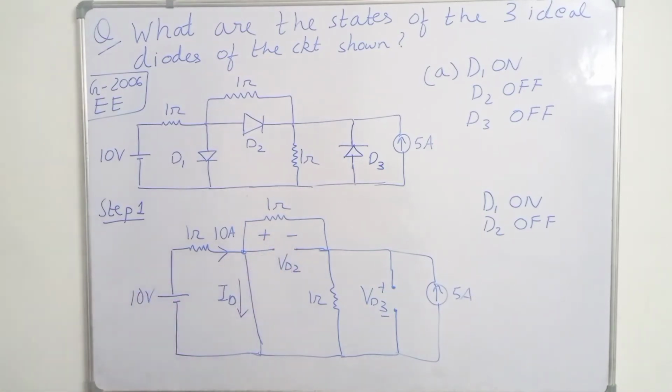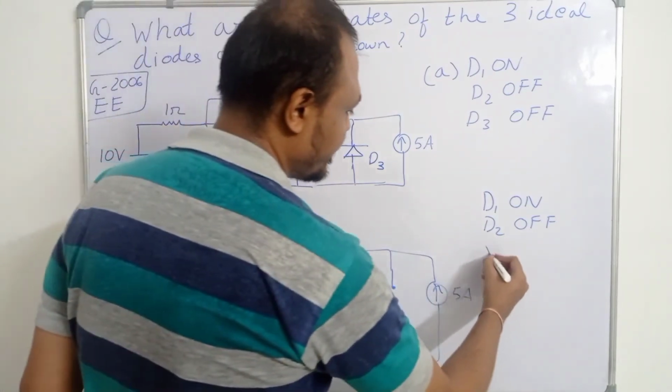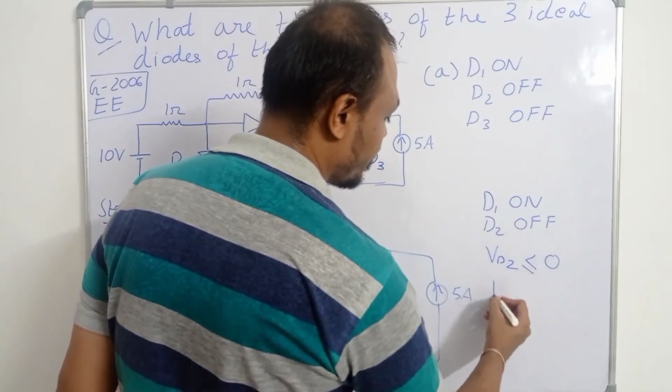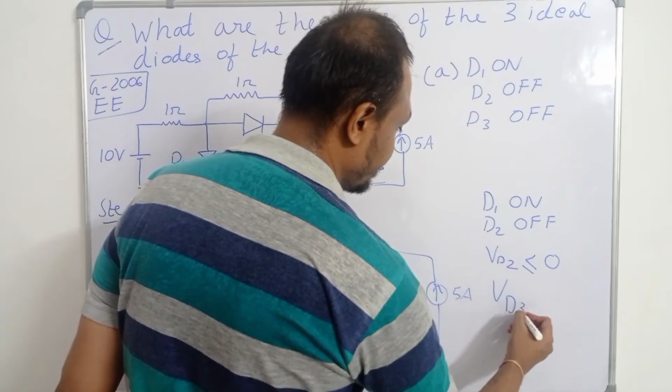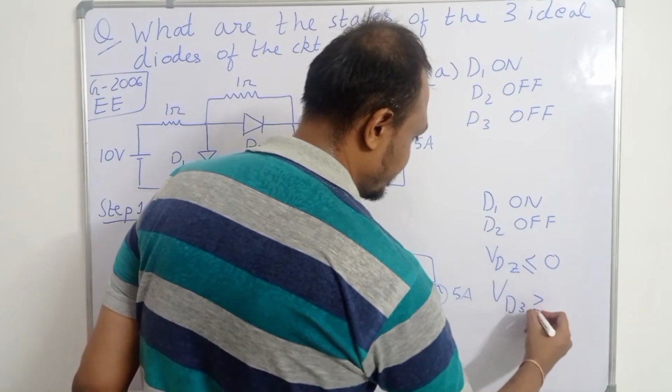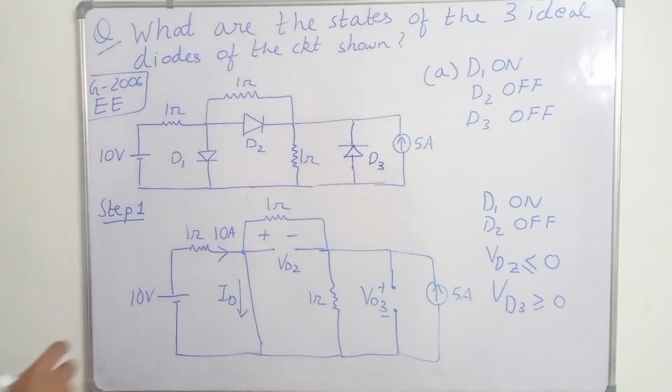If VD2 is less than or equal to 0, then D2 will be off. And if VD3 is greater than or equal to 0, then diode D3 will be off. So these are the conditions which will prove that diode D2 is off and diode D3 is off. So this 10 ampere is equal to I plus ID.